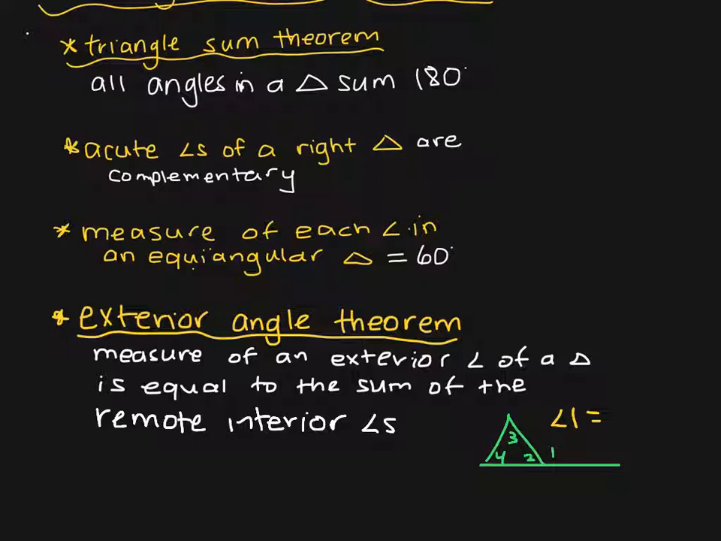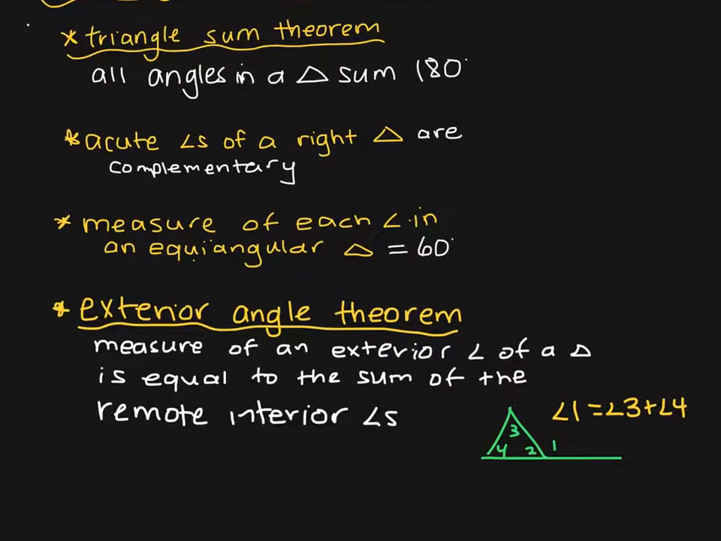What's remote interior mean? 3 and 4, right? The ones that are non-adjacent. Remote interior means not next to, because 1 and 2 already have a relationship, right? What's the relationship between 1 and 2? They're supplementary because they're a linear pair, right? So the ones that would be the sum would be 3 and 4. So angle 1 would equal 3 plus 4.